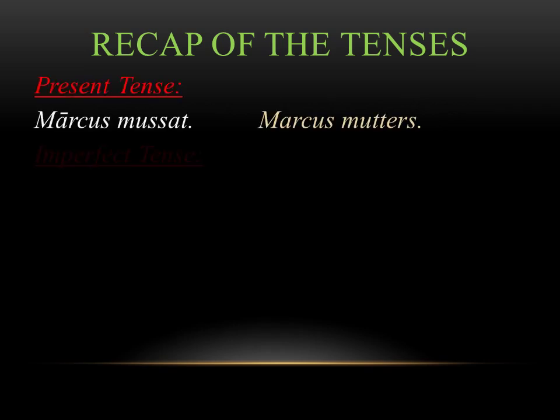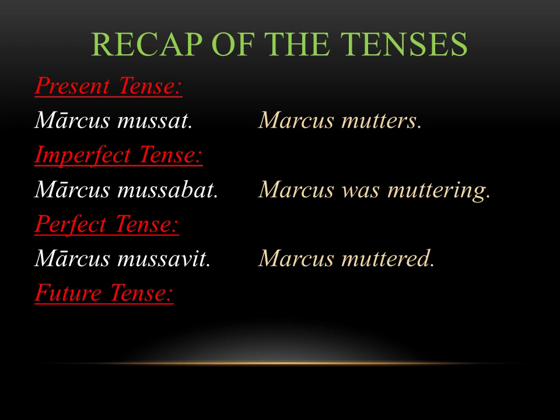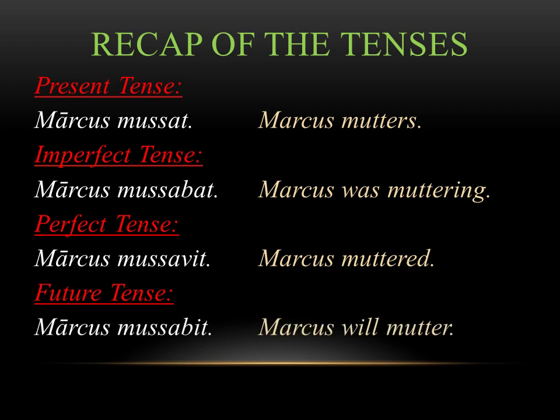So here's a quick recap of what we've seen so far. We've seen the present, the imperfect, the perfect, and the future. And again, pay attention to how all these verbs are spelled. For the present tense, we have the T ending, Marcus mussat, Marcus mutters. For the imperfect, we have the BA infix. It changes it to Marcus was muttering. You've put it into the past tense and you're describing an action over a period of time.